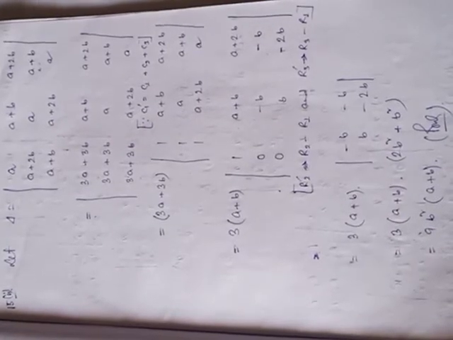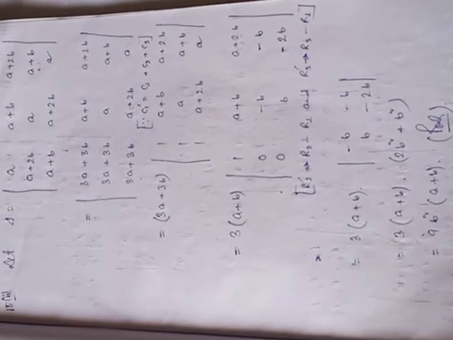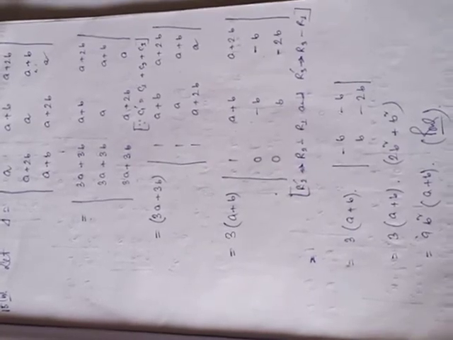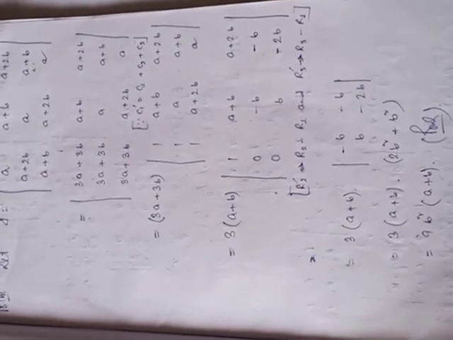In 15.2, see that delta equals the given determinant: a plus 2b, a plus b, a plus b; a plus 2b, a plus 2b, a plus b; a. Now if we apply C1 dash equals C1 plus C2 plus C3, then the first column is the same, that is 3a plus 3b, 3a plus 3b and 3a plus 3b.